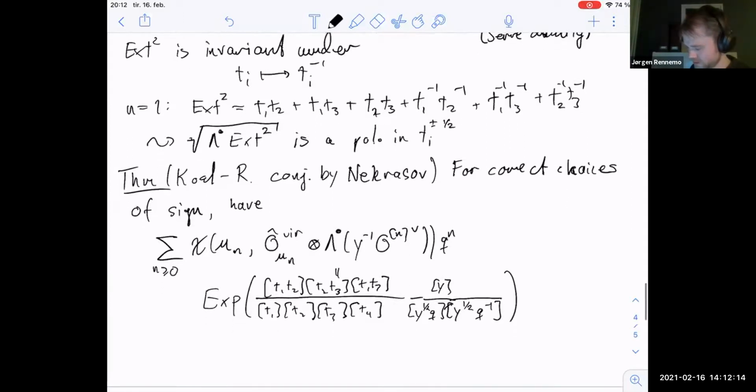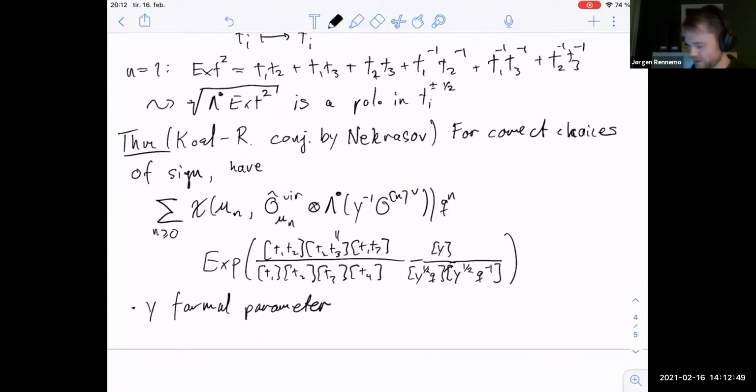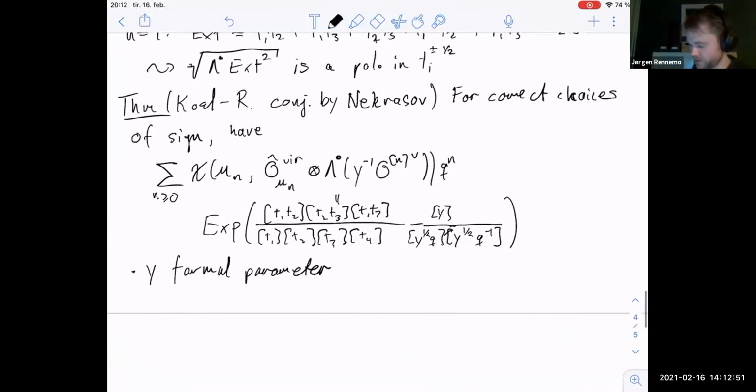Okay, so I haven't really told you, but y here is just a formal parameter, so it's just along for the ride. Much as you can think of it in the same way that Q here is essentially a formal parameter keeping track of this n. You can think of this y as just keeping track of the various wedge powers here in ON.